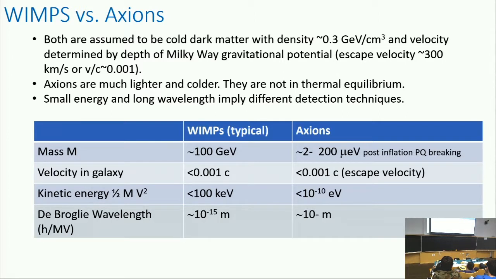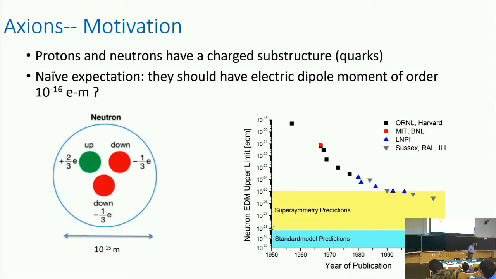And then they have really long wavelengths. The wavelengths of the WIMP are of nuclear dimensions, and the wavelengths of the axions are meters, tens of meters, even hundreds of meters, depending on the mass. And so that leads to totally different phenomenology for the detection. They really behave a lot more like waves than like particles.